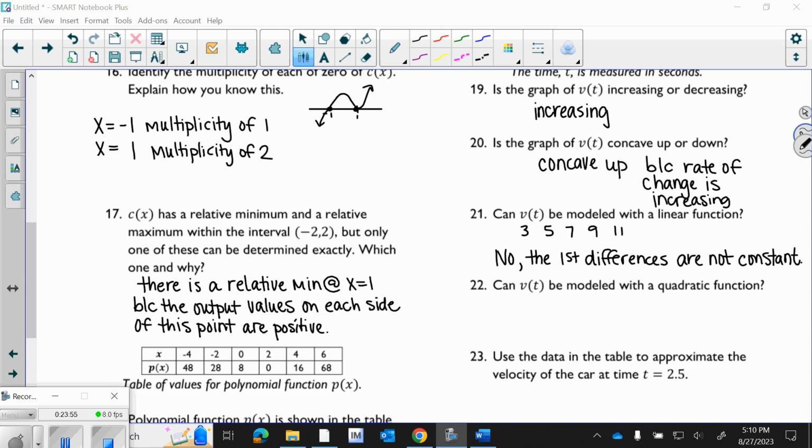So, can v of t be modeled with a quadratic function? Yes. The second differences are constant.